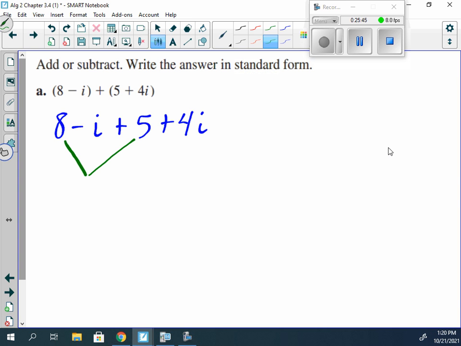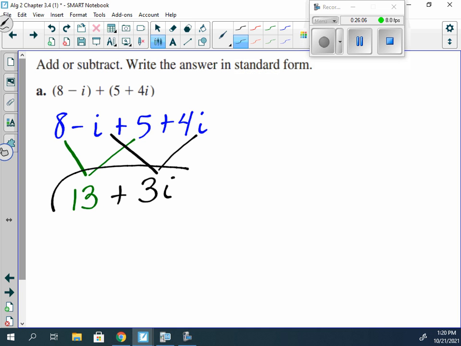8 and 5 are like terms because they don't have i, correct? So what is 8 plus 5? Negative i and 4i are like terms. They both have i, yes? So it's negative i plus 4i. That'd be positive. That's it.